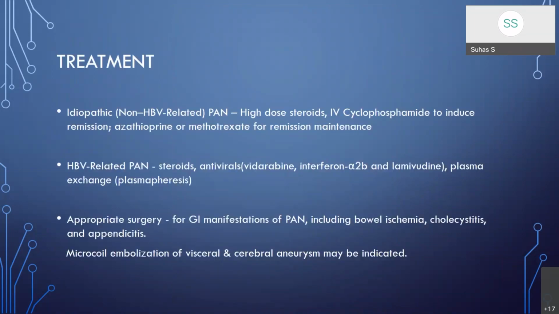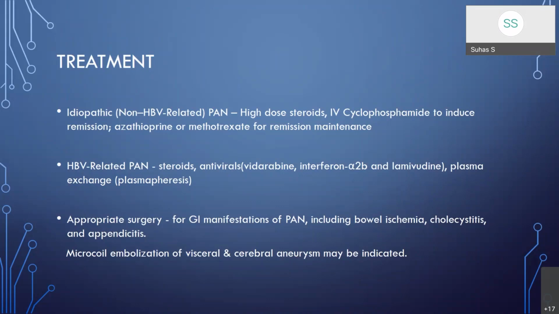Coming to the treatment, idiopathic, that is non-HBV related polyarteritis nodosa is treated with high-dose steroids and IV cyclophosphamide to induce remission. After this, azathioprine or methotrexate is used for maintaining the remission phase. Hepatitis B related PAN is treated with steroids and antiviral drugs such as vidarabine, interferon alpha 2B and lamivudine. In resistant cases, plasmapheresis also has been used.